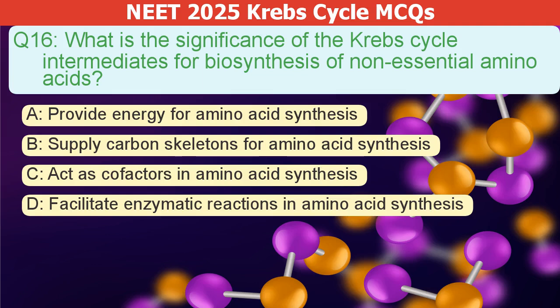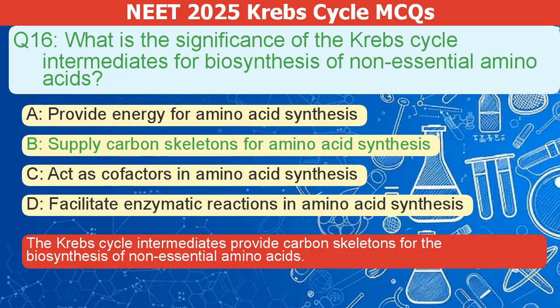What is the significance of Krebs cycle intermediates for biosynthesis of non-essential amino acids? A. Provide energy for amino acid synthesis. B. Supply carbon skeletons for amino acid synthesis. C. Act as cofactors in amino acid synthesis. D. Facilitate enzymatic reactions in amino acid synthesis. The correct answer is B. The Krebs cycle intermediates provide carbon skeletons for the biosynthesis of non-essential amino acids.